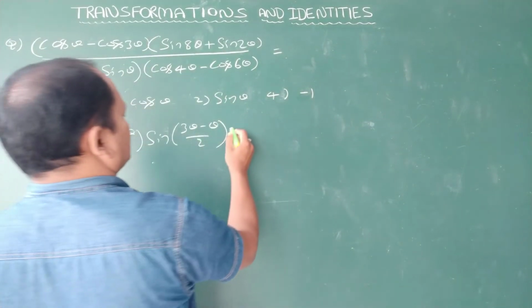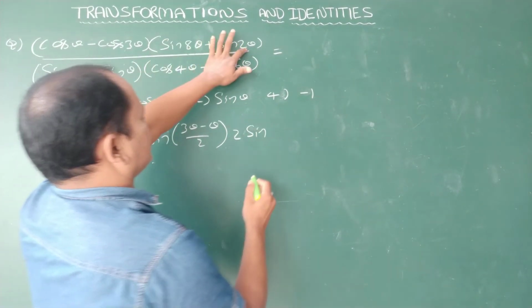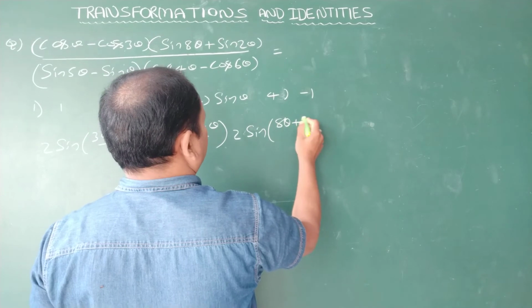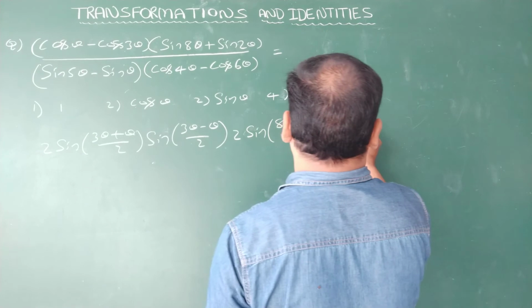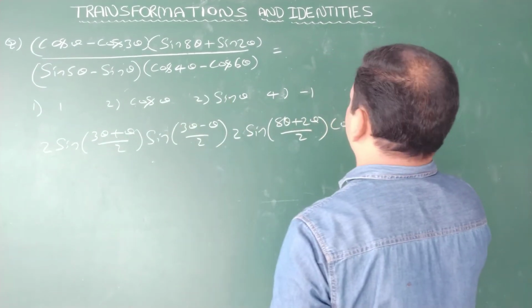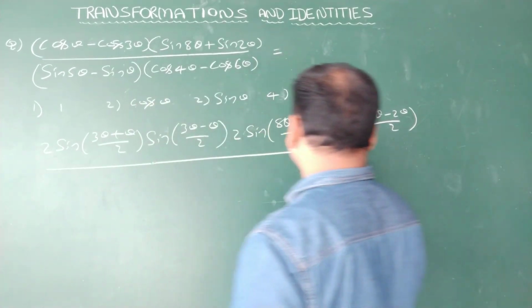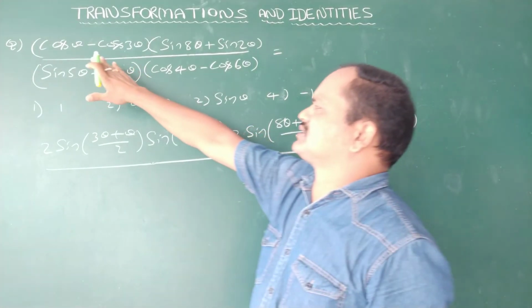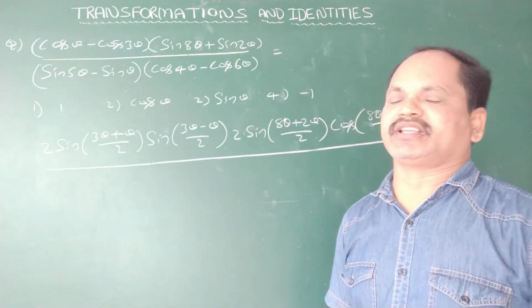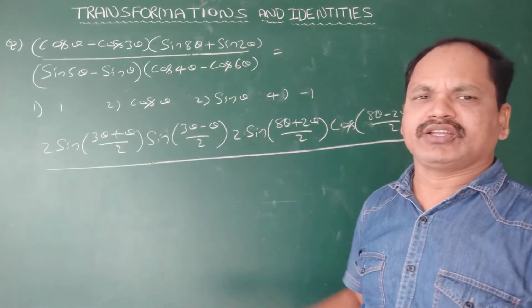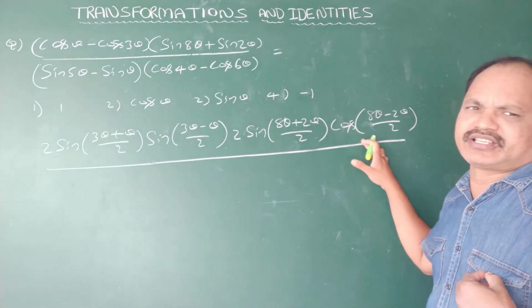Here for this one, 2 sine (8 theta plus 2 theta) by 2 cos (8 theta minus 2 theta) by 2. Have you clear? Since here it is cos C minus cos D, that is 2 sine (D plus C) by 2 sine (D minus C) by 2. Sine C plus sine D is 2 sine (C plus D) by 2 cos (C minus D) by 2.